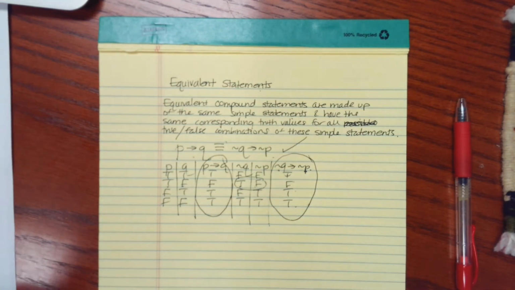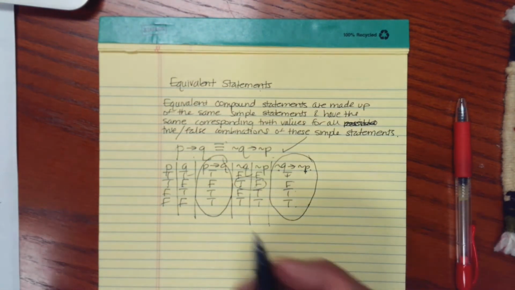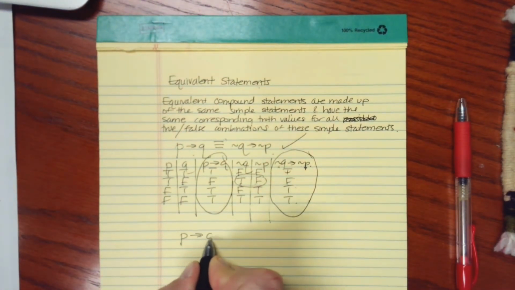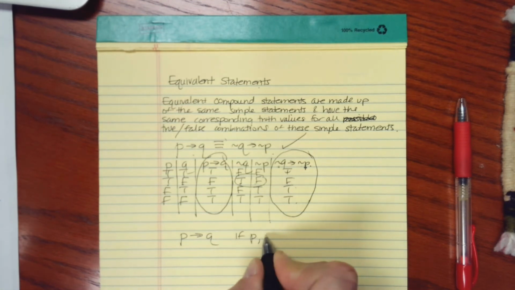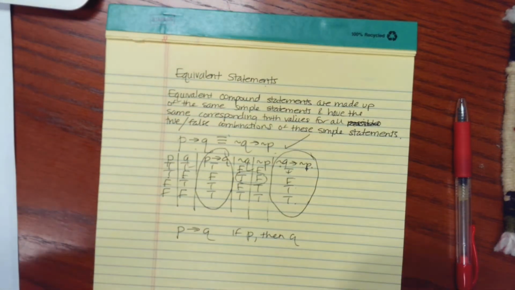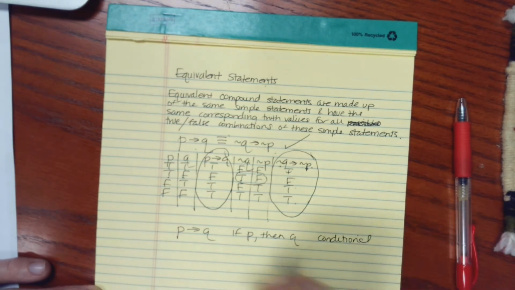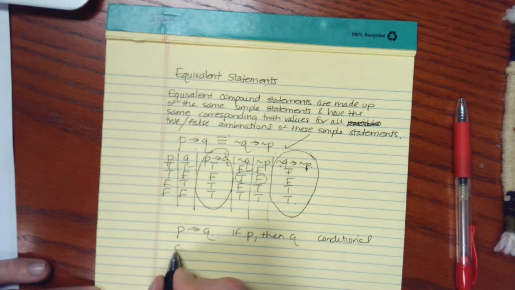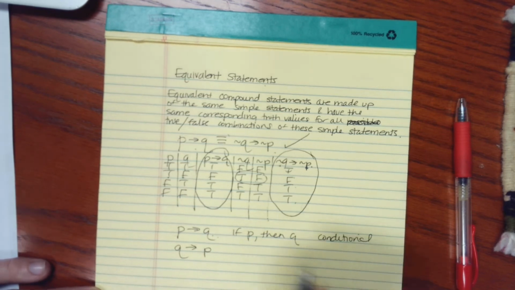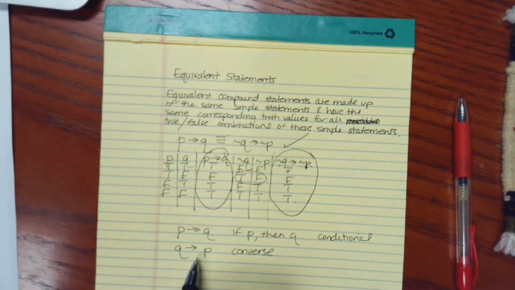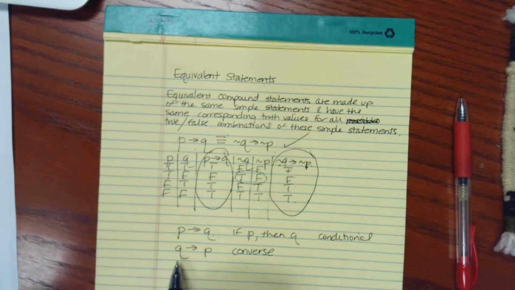By the way, I want to say, when you have a conditional statement of P implies Q, if P then Q, I'm just going to make a note, this is the conditional. If you reverse the order and say that Q implies P, this is called the converse. So it just reverses the role of the antecedent and consequent.